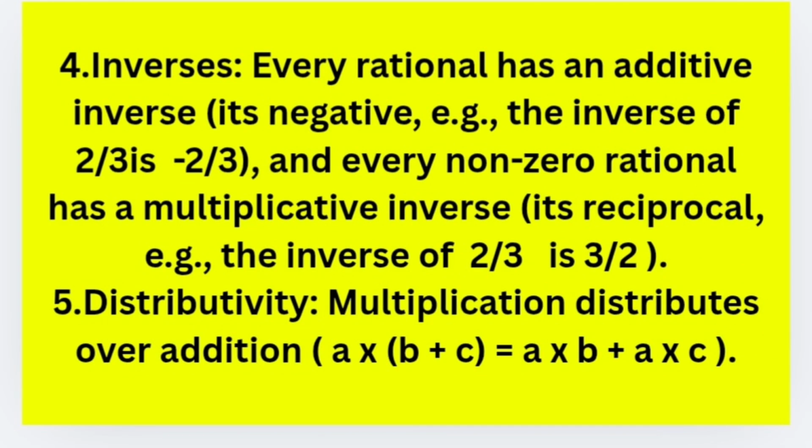Inverse property. Every rational has an additive inverse, its negative. For example, the additive inverse of 2 over 3 is negative 2 over 3. And every non-zero rational has a multiplicative inverse, its reciprocal. For example, the multiplicative inverse of 2 over 3 is 3 over 2. Distributivity. Multiplication distributes over addition. A times (B plus C) is equal to A times B plus A times C.